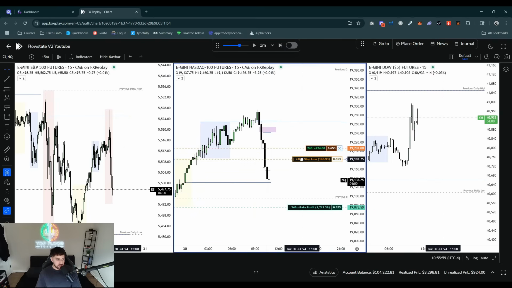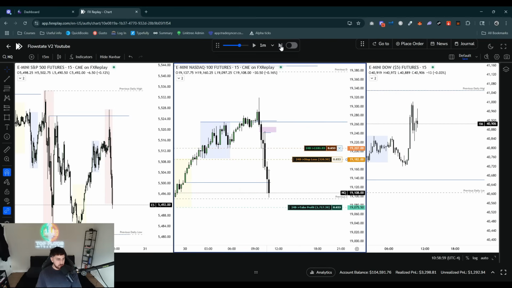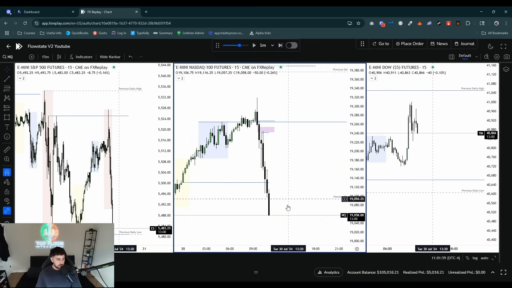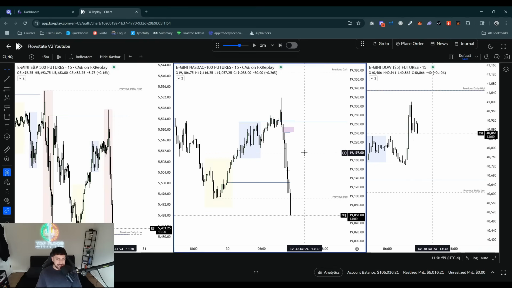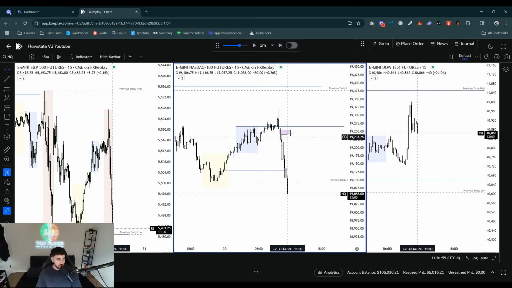Okay, so I'm going to trail my stop even more because I don't want to. Okay, here we go. I'll trail my stop even more. And boom, TP smashed. TP smashed. And that's literally all you need right there.